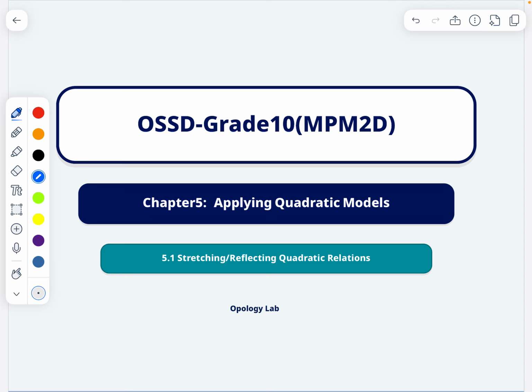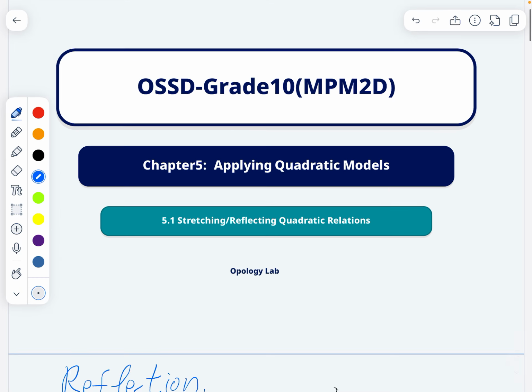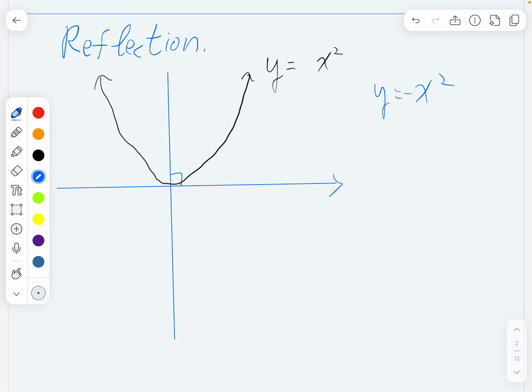Section 5.1, Stretching and Reflection of Quadratic Relations. So in this section, we're going to talk about the transformations of quadratic relations. The first one is called the reflection. There is a quadratic relation called y equals x squared, and we have already graphed it. Now we need to explain what y equals negative x squared looks like.